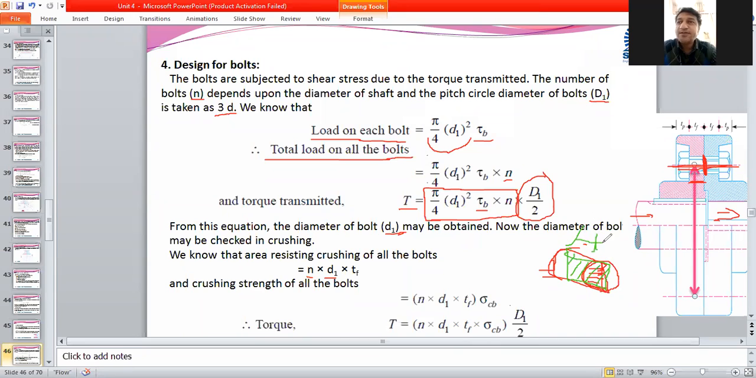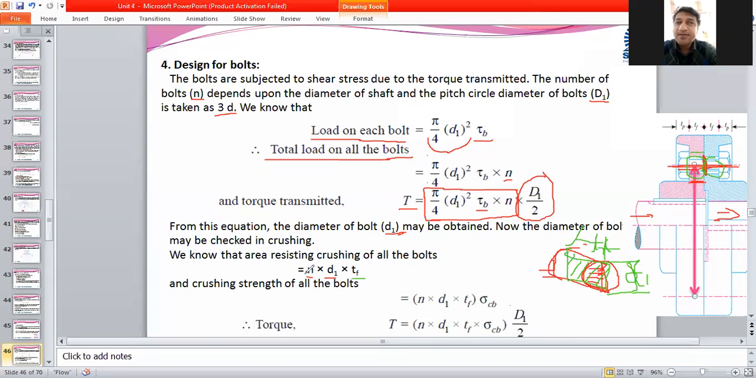This bolt length is twice of TF, because half of the bolt is inside the first flange and half of the bolt is inside the second flange. Okay, so the crushing load which will be applied by the driver flange will be equal to D1 multiplied by TF, because this thickness is TF, right? This crushing force will be sustained by the flat area we have drawn here, equal to diameter D1 multiplied by TF.